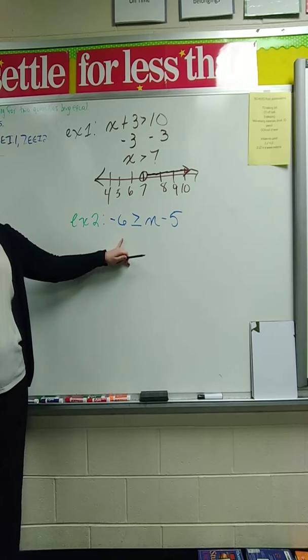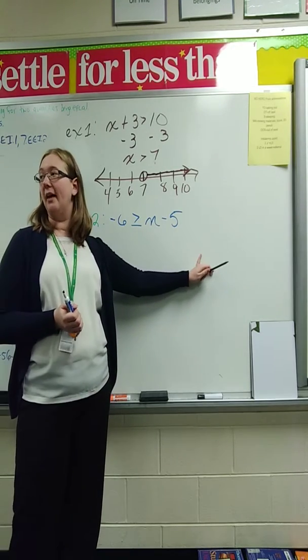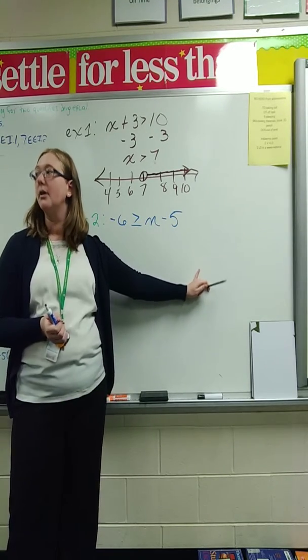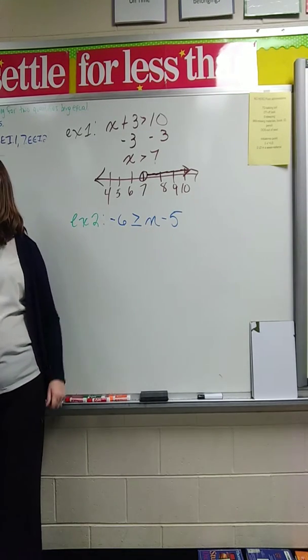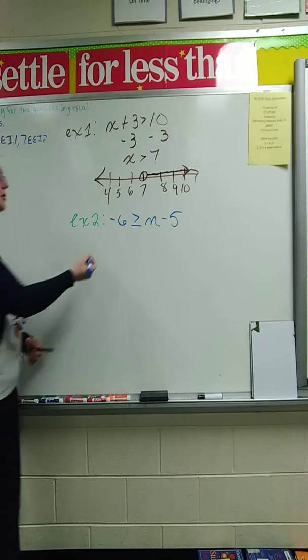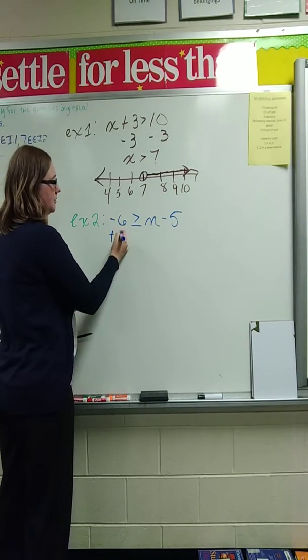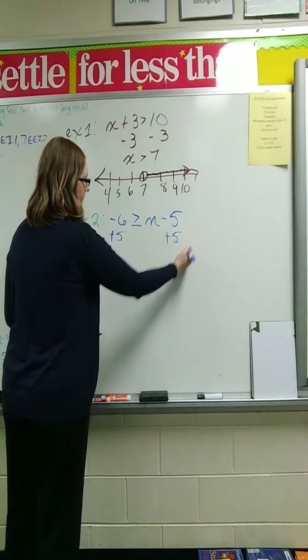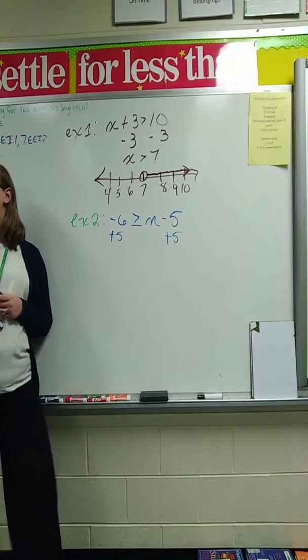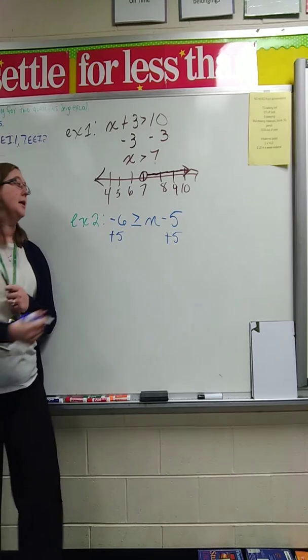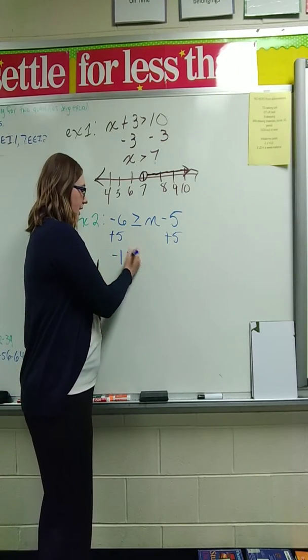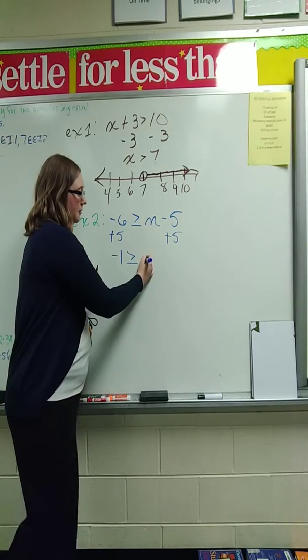And this was -6 equals n minus 5. Would we add 5 to both sides? Yeah. We're going to do the same thing. We just have a different symbol. Okay. So I'm going to add 5 to both sides. What is -6 plus a positive 5? -1. -1 is greater than or equal to n.